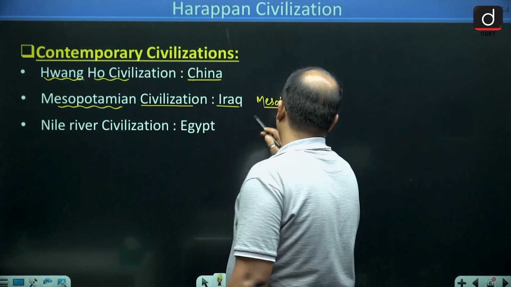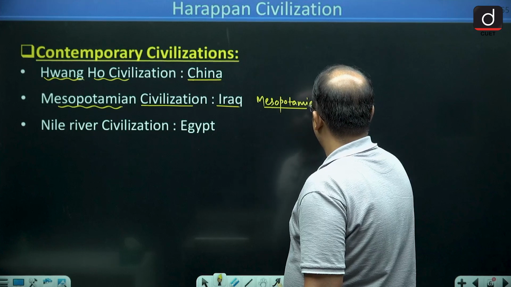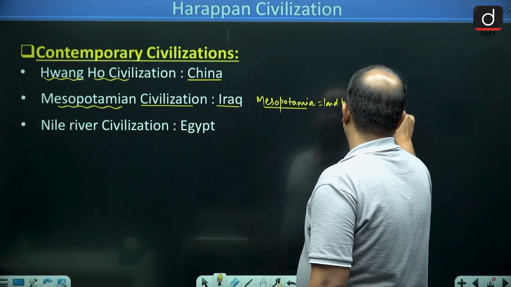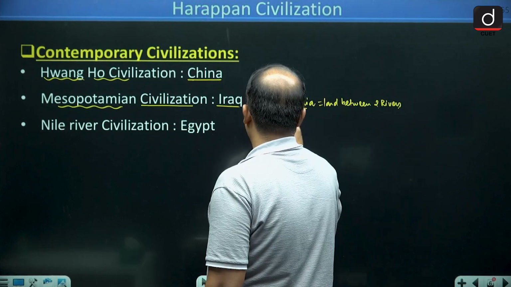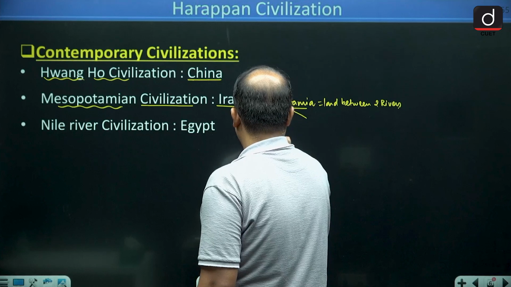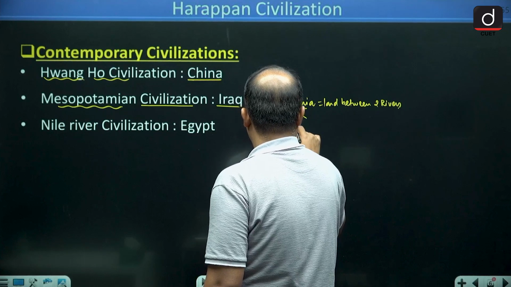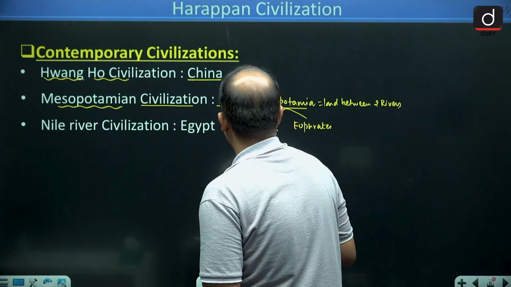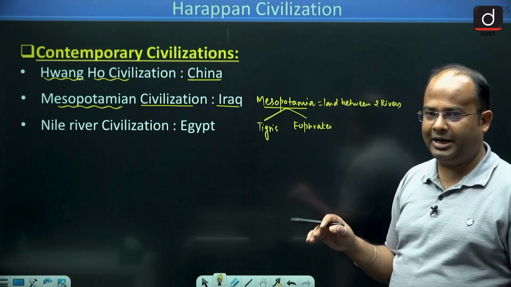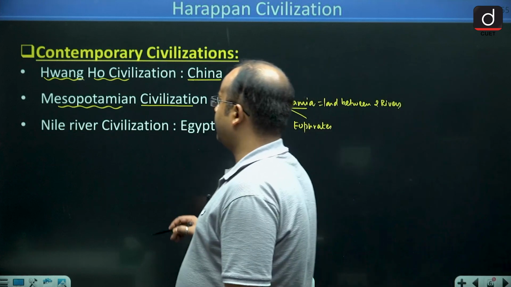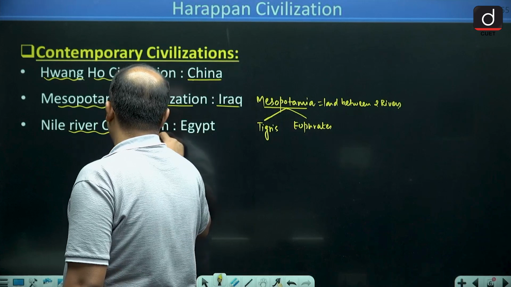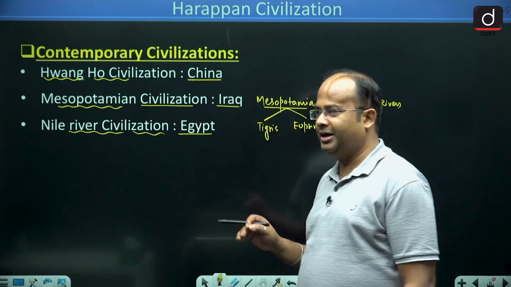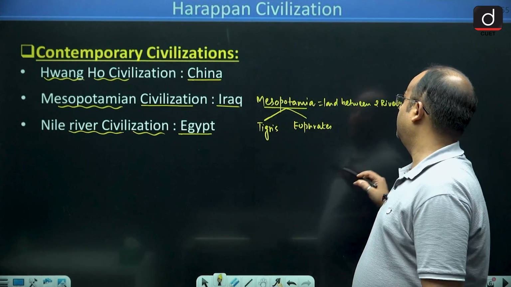Mesopotamia means the land between two rivers, and these two rivers are the Tigris and the Euphrates. So Mesopotamia means the land between two rivers. And next we have the Nile River civilization, which was in Egypt. So these are the three civilizations which were parallel to the Indus Valley.